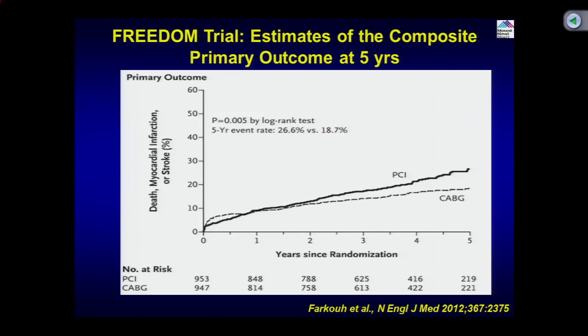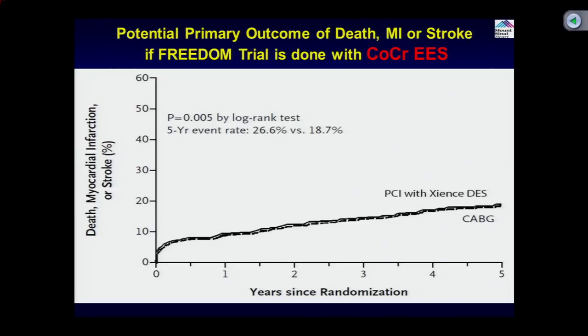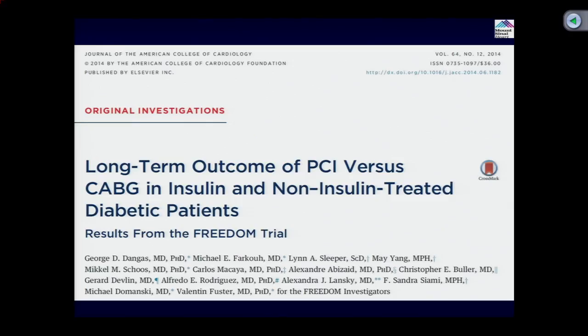So if I plot the data which we have, we have a one-third reduction in MI and mortality, and of course a slight decrease in the stroke rate. With the newer DES, I can say the curves could have been superimposed with the cobalt chromium EES and CABG. Clearly, I don't want to provoke anyone, but I'm just saying this based on the data, and this review article really makes the point that second generation stents may really fill in the gap.